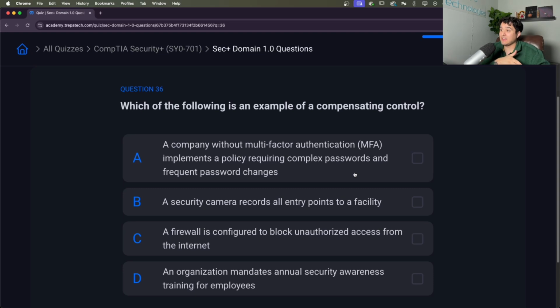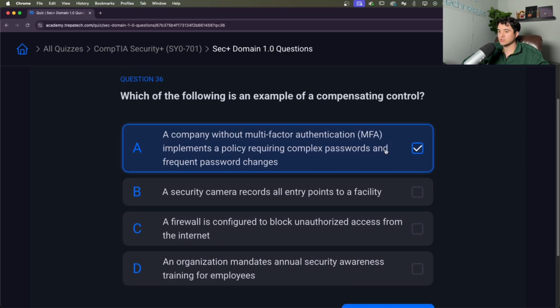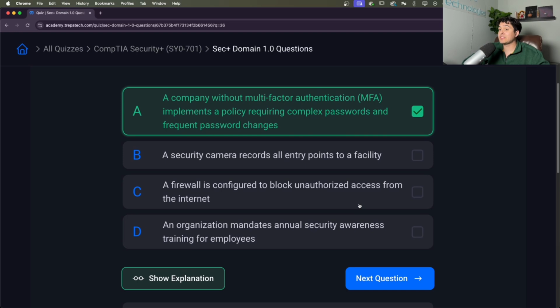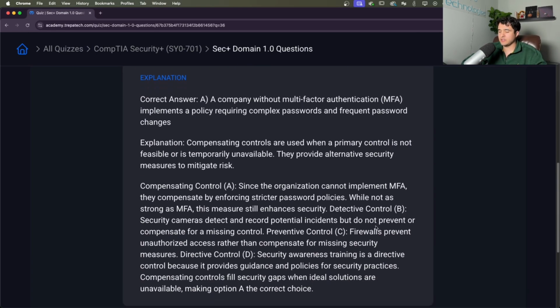So if we can't have that, so there's a risk, there's a vulnerability, what can we do instead? How can we compensate for that? A password policy. So I'm probably going to go with A here, but let's read the rest. A security camera records, that's a detective control. A firewall is configured to block unauthorized access. That's preventative, right? Firewalls prevent things. An organization mandates annual security awareness training for employees. That would be a directive control. More than likely a directive control. So I'm going to go with A here. A company without MFA implements a policy requiring complex passwords and frequent password changes. Pause the video if you'd like to read the explanation.